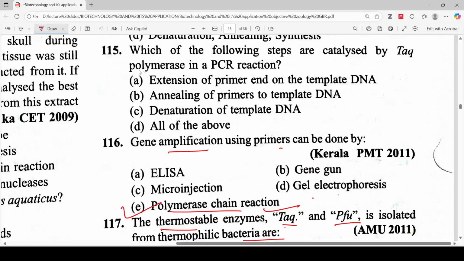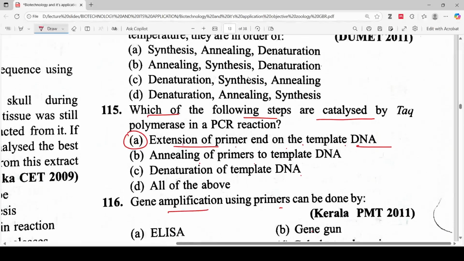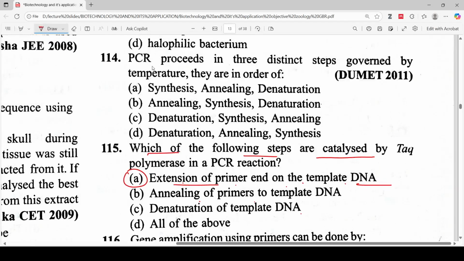Next question: which of the following steps are catalyzed by Taq polymerase in a PCR reaction? Extension of primer end on the template DNA, annealing of primers to template DNA, denaturation of the template DNA, all of the above. So the correct answer is option A, extension of primer end on the template DNA. So pause the video and read the question and try to answer it. So next question: PCR proceeds in three distinct steps governed by temperature.